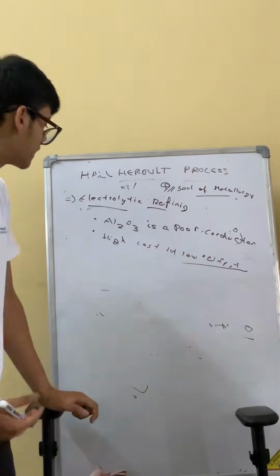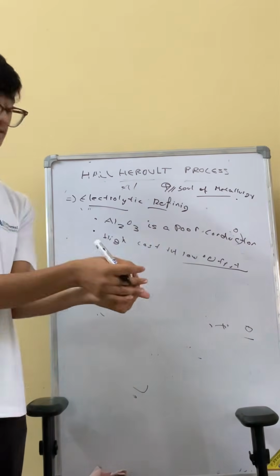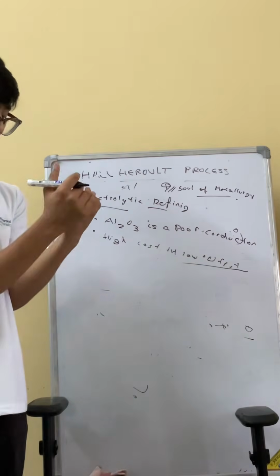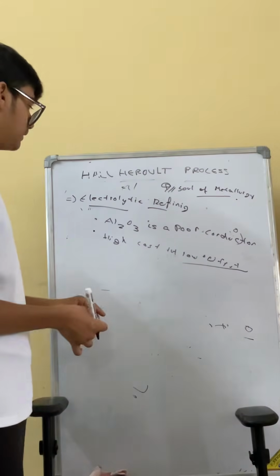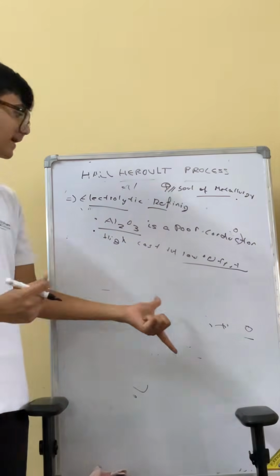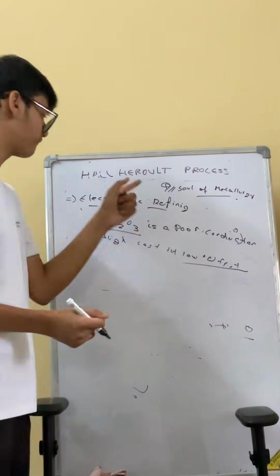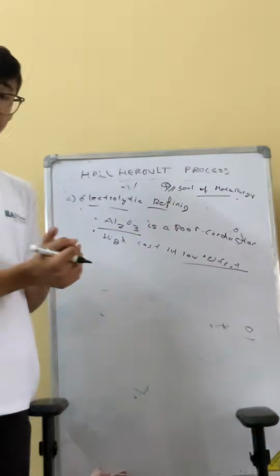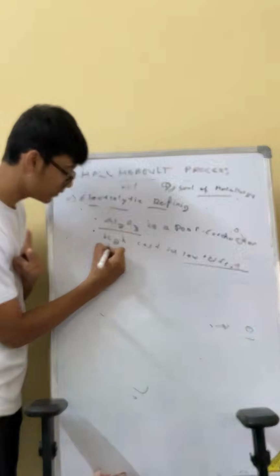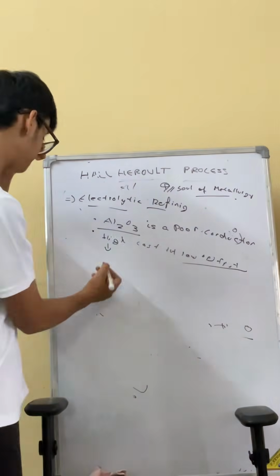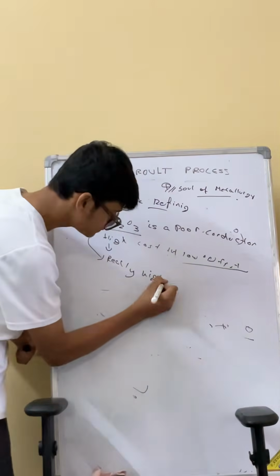So Al2O3 is a poor conductor. Now the whole essence of electrolytic refining is based on electrolysis, and electrolysis works only on things which are good conductors. And Al2O3 is a very bad conductor. It would take too much cost to perform electrolysis or electrolytic refining on aluminum, and this is the only way we can extract aluminum. The second problem that arose was high cost and low output. What do I mean? Really high melting point.